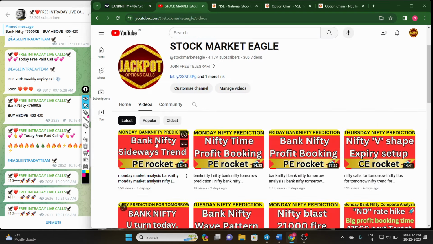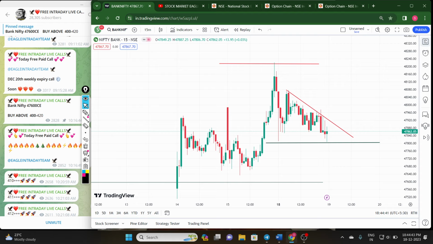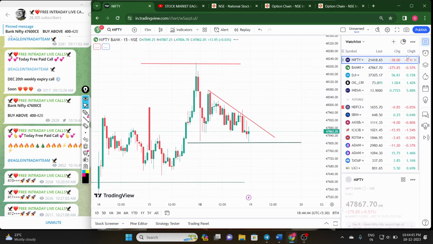In yesterday's analysis we clearly mentioned that Bank Nifty would trade sideways and that PE will be a rocket. Definitely, today PE will be a rocket. Similarly, you can observe the Nifty chart also.